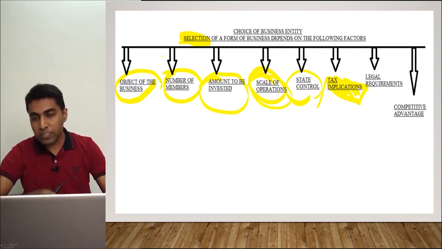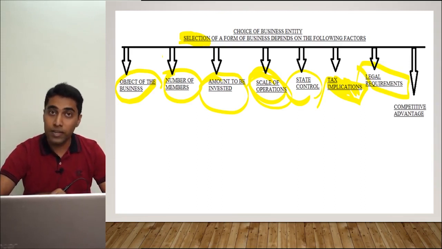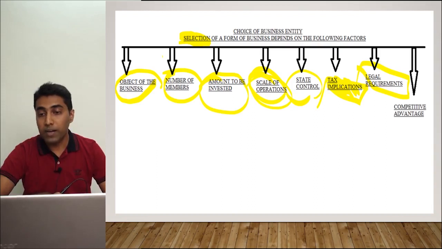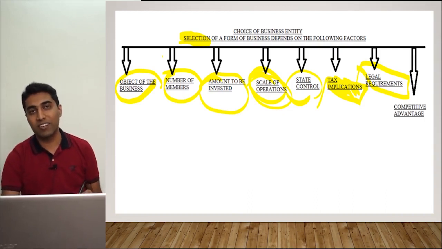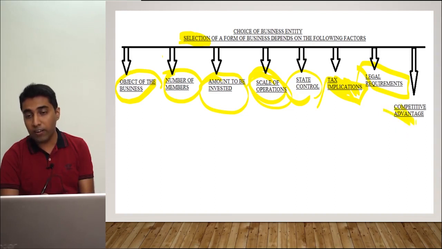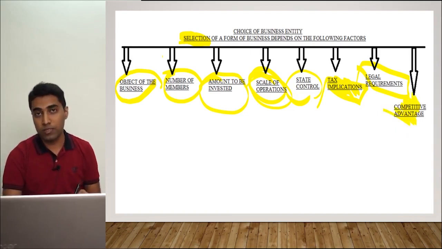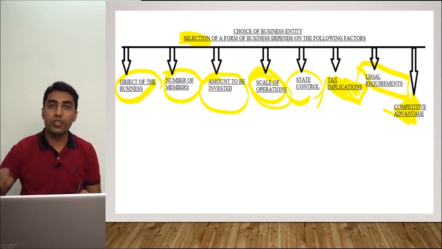Then the next point is legal requirements. Again, like I told you, if you are a public company, a listed company, you have multiple legal requirements. But if you are a simple proprietorship or partnership, your documentation and legal requirement is very, very less. Then what is the competitive advantage which you are going to have compared to the other forms of business? So these are the things which you should keep in mind when you are starting a business.